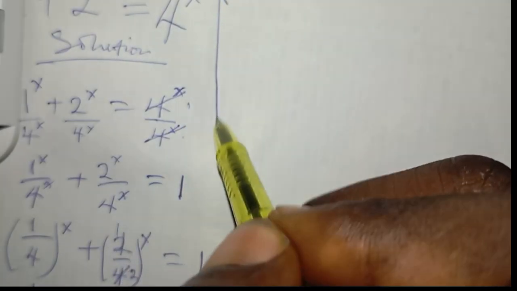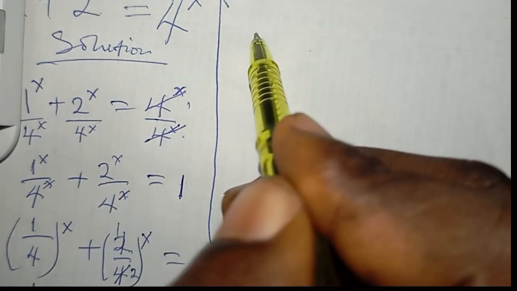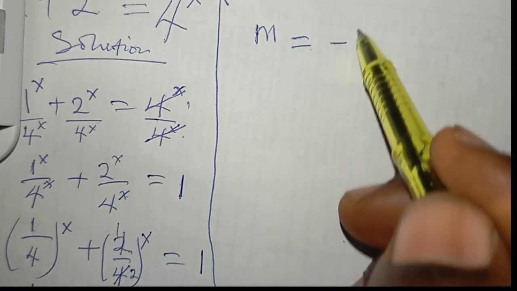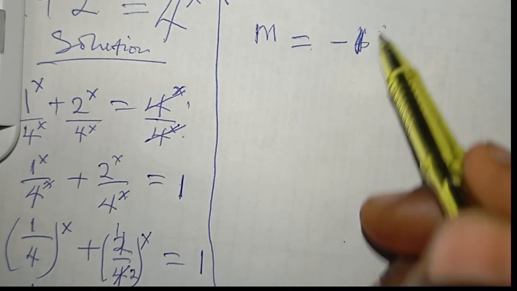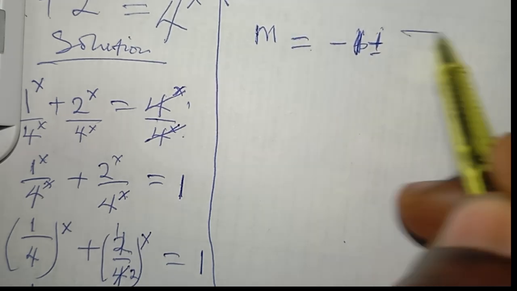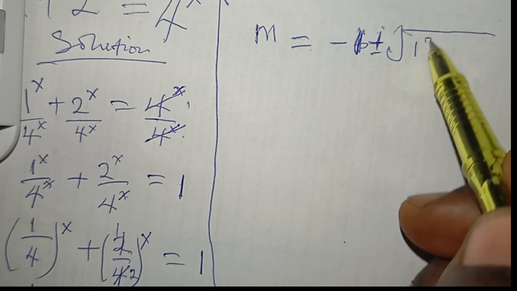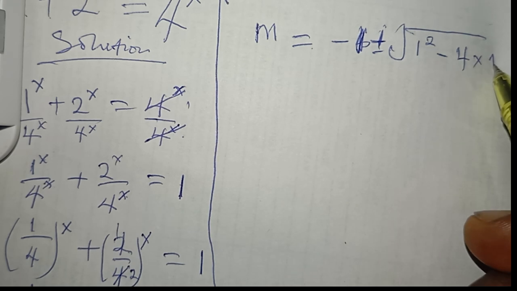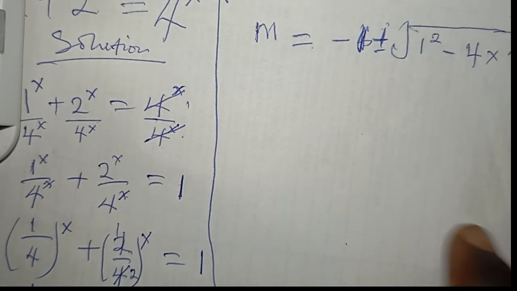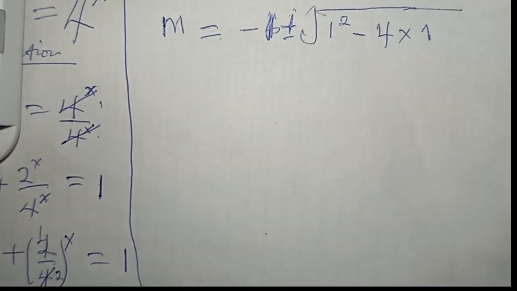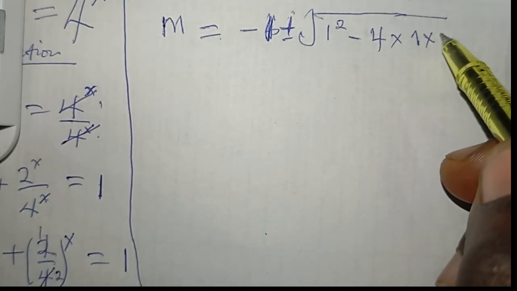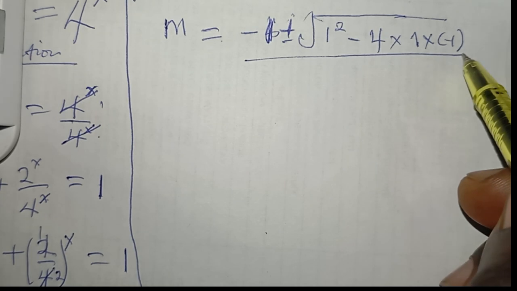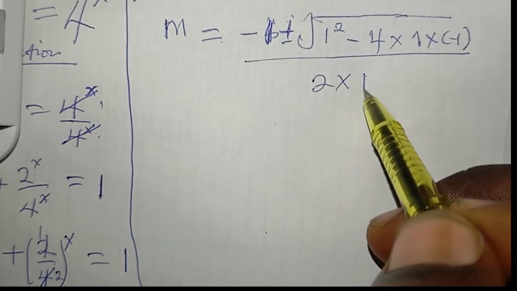So let me just draw this line, so that what I now have is that m is equal to minus 1, which is b, plus or minus the square root of b squared, which is 1 squared, minus 4 times a, which is 1, and then of course times c, which is minus 1, all divided by 2 times 1.